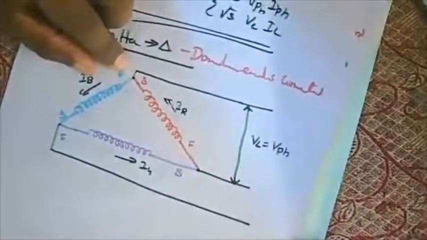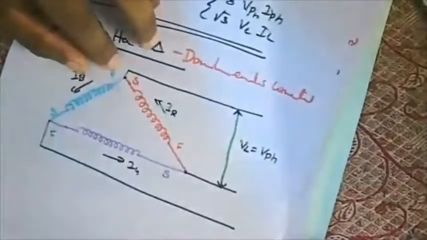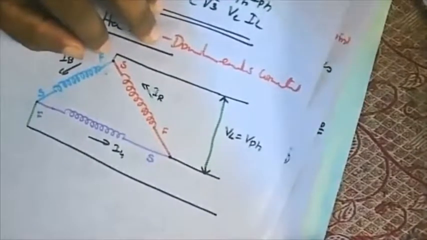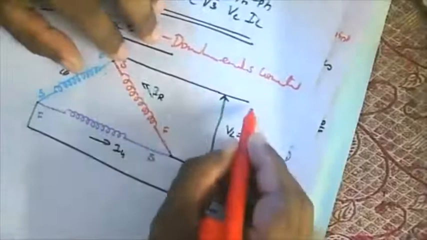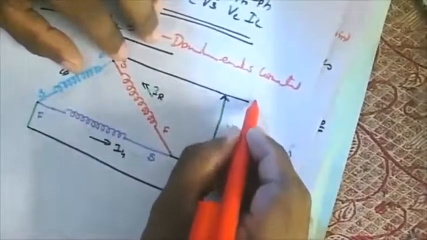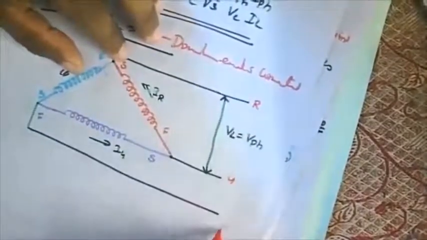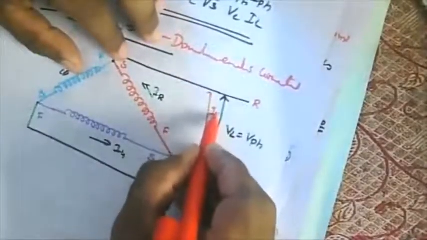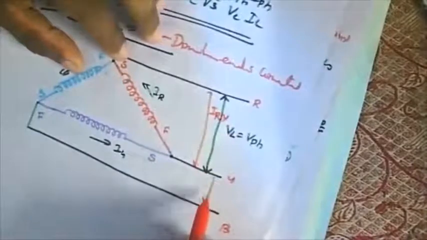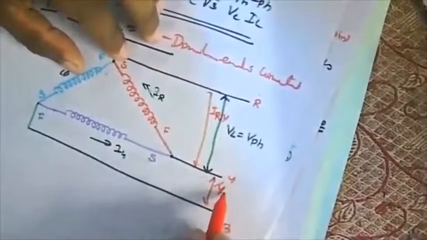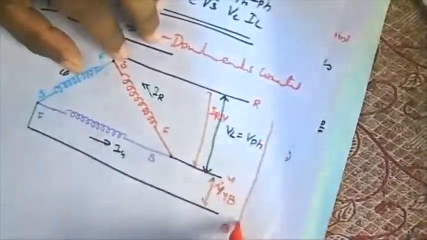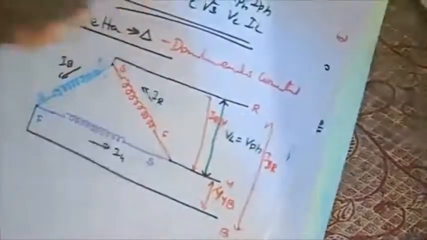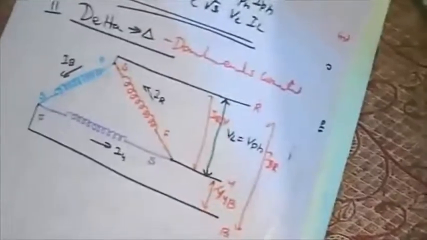So what is the case here? If I assume R, Y, B, I will be having a current in this one, that is IRY. This is IYB. There will be a current here. It is known as IBR. I have explained the reason why we are telling IBR instead of RB.